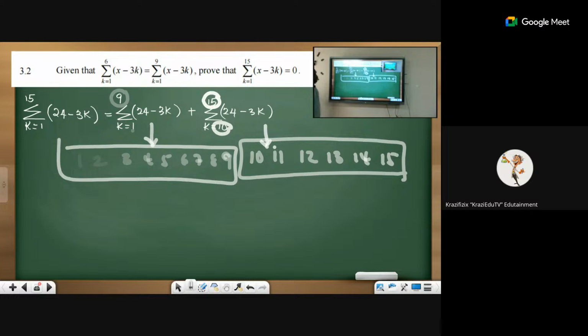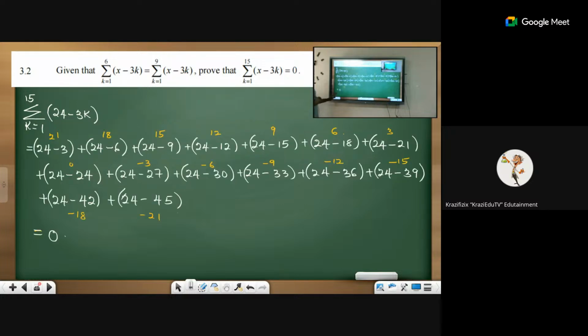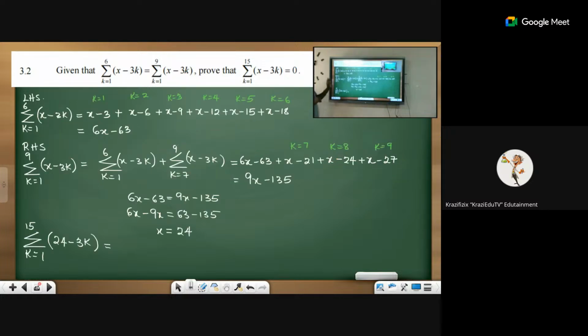Could we make it shorter? But the examiner really wants us to expand, and there's nothing we can do. We have to get x as 24. Remember, we have to start from here. There's nothing you can do. We have to get x as what? 24. The shorter way of doing this one would be to do this.